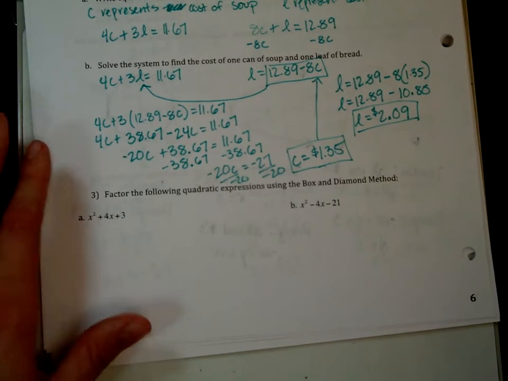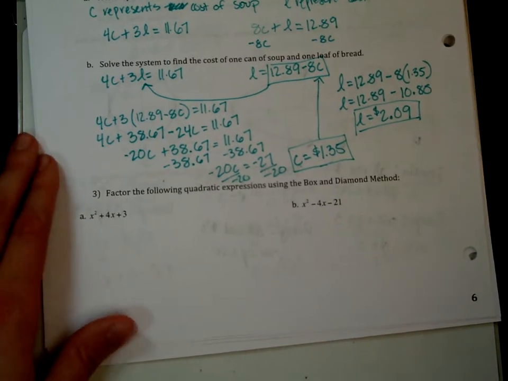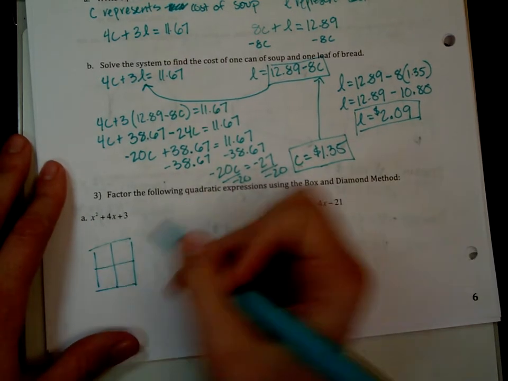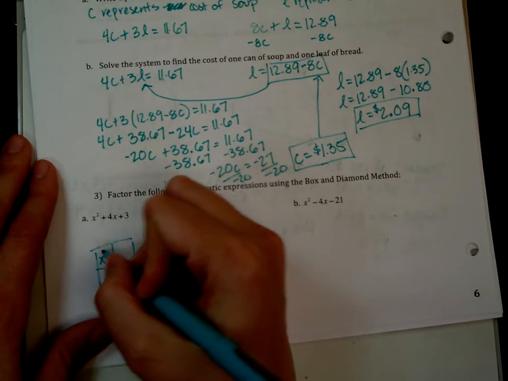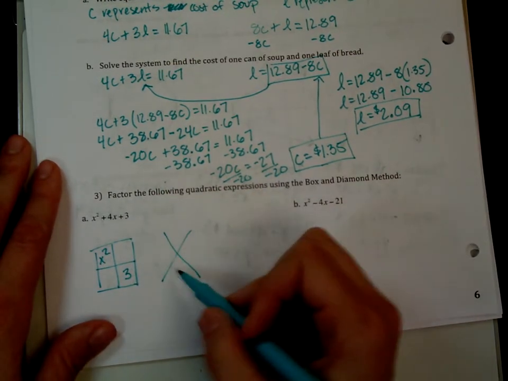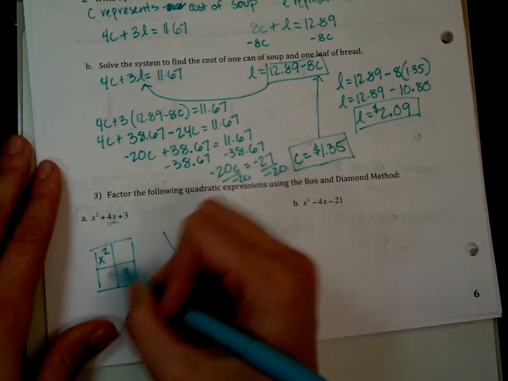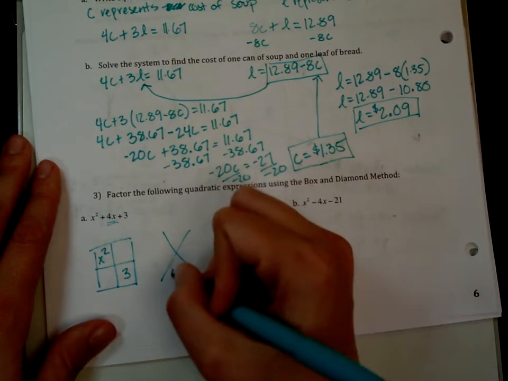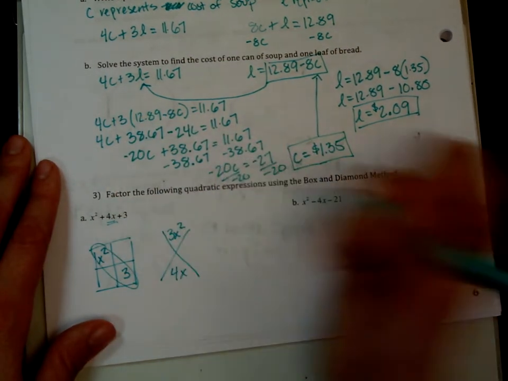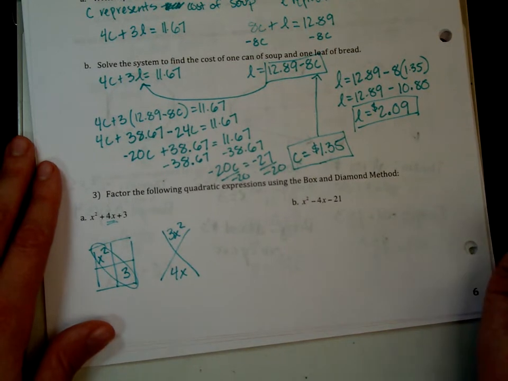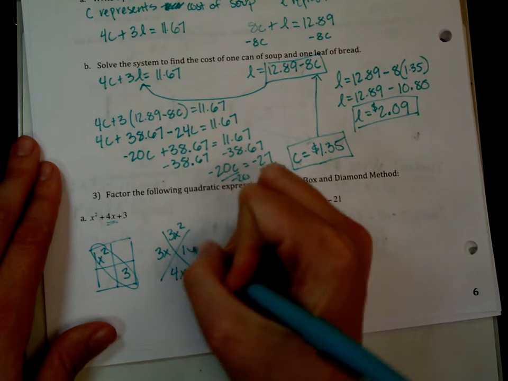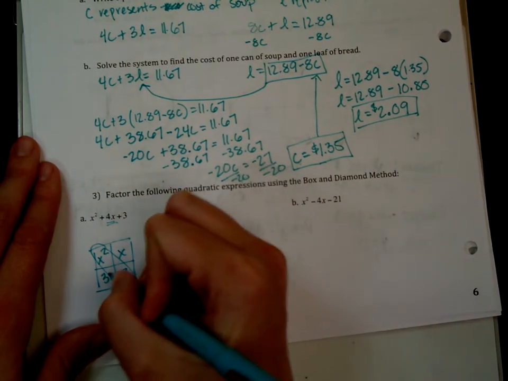Factor the following quadratic expressions using the box and diamond method. Alright, so first I'm going to make my box. I know that I can fill in the x squared and the 3. I know that in my diamond, the two x terms have to add up to 4x, and they have to multiply to make 3x squared. So two numbers that add to 4 and multiply to 3 are 3 and 1. So 3x and 1x, so just x and 3x.